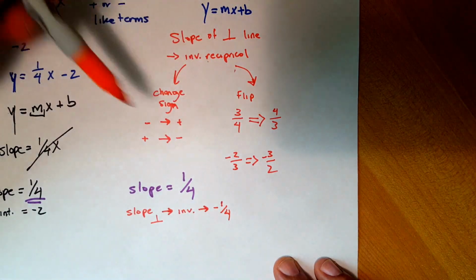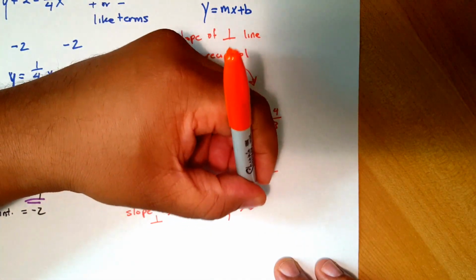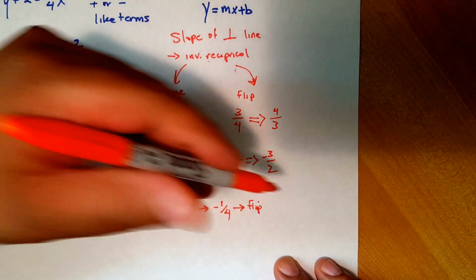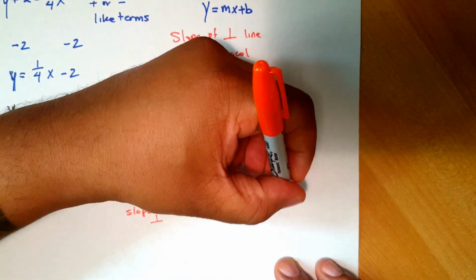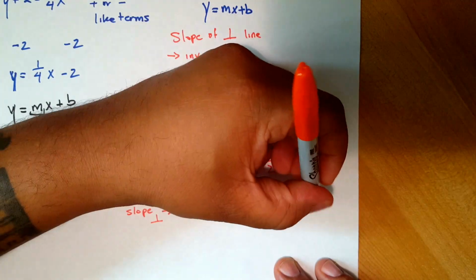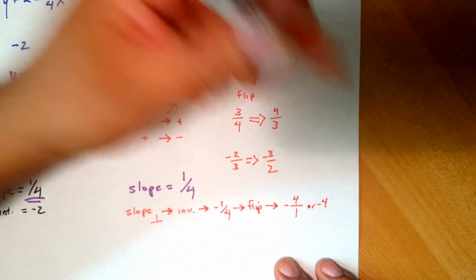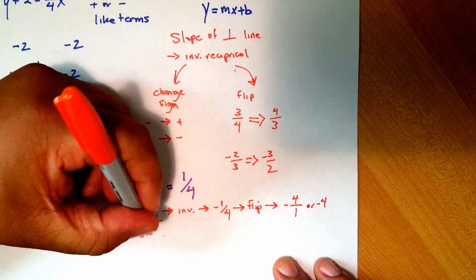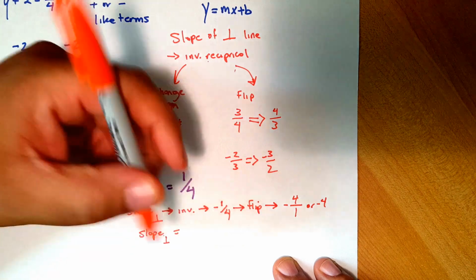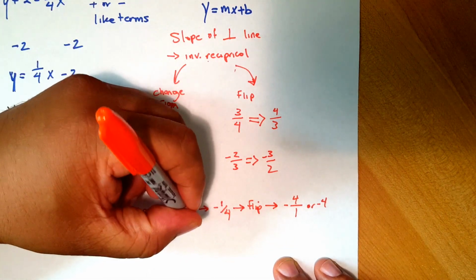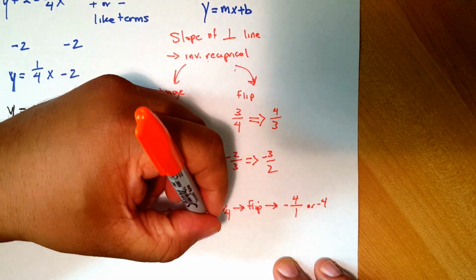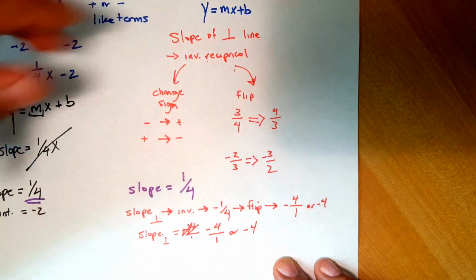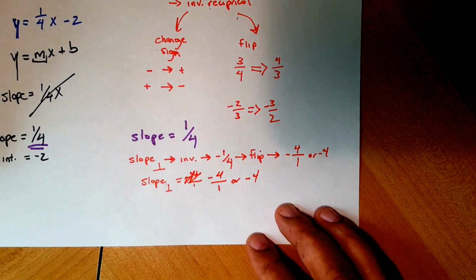And now we're going to do the reciprocal part, which is the flip. And so if I flip this upside down, I now have -4/1, or I can write it as -4. Okay? So the slope of my perpendicular line is equal to -4/1. Sorry, I had a stray mark. I don't want to confuse you. Or -4. Okay? It's one of those two.